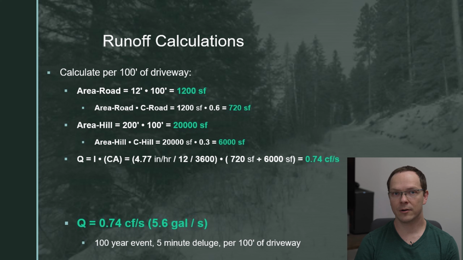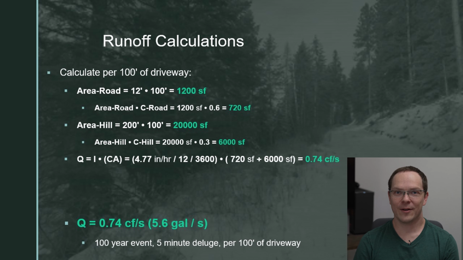Then the area of the hill, we're just going to say is that 200 feet, and it's 100 feet long, so we have 20,000 square feet. We take that, multiply it by the 0.3, and now we only have 6,000 square feet of hill that's causing runoff. And we just go ahead and put all that together in the formula. You do have to be careful that, again, I was using inches per hour. That has to be divided by 12 and then by 3,600, and that converts it from inches per hour to feet per second. And just be careful of your units there.